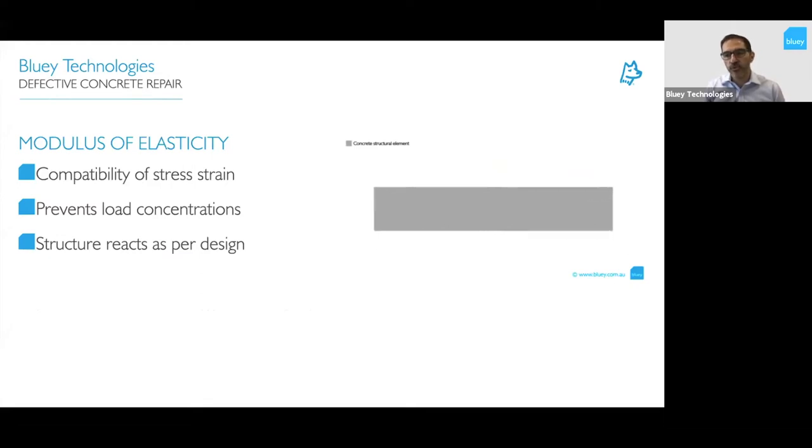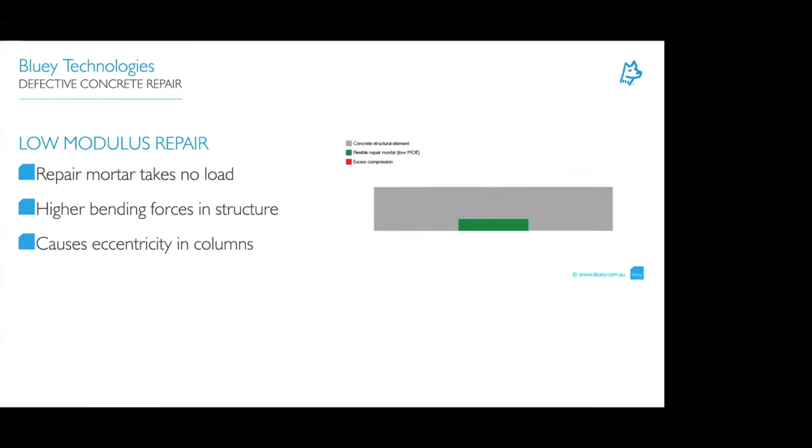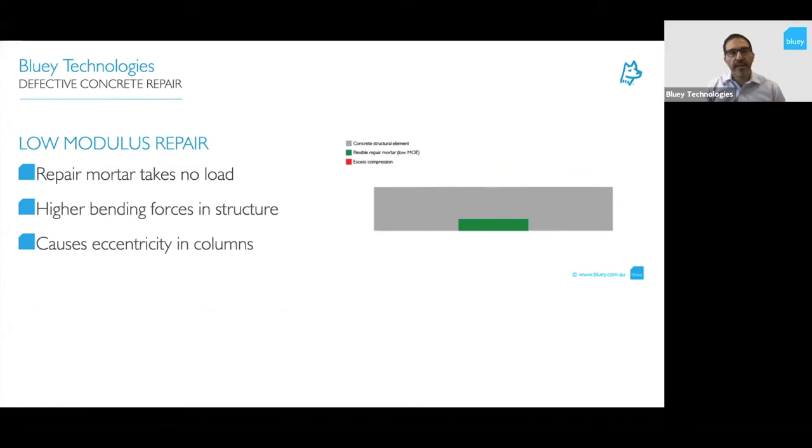So this is the original structure under bending. When, on the other hand, we use a low modulus repair mortar, so we use a very elastic repair mortar, say we use an epoxy or a low modulus grout, and we put that same structure under bending, what happens is that we end up with stress concentration. So what's happening there is the flexible repair mortar isn't taking any load, and the bending is all occurring through that narrower section. So you end up with more compression in the bottom of that repair area, and you end up with tension over the top. So you end up with higher bending forces.